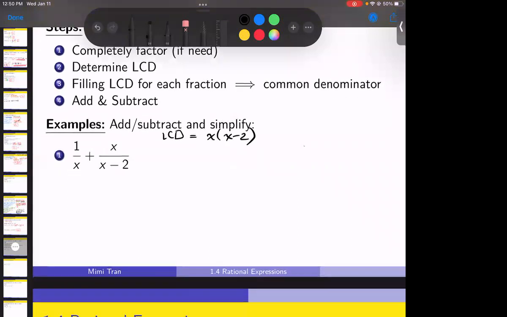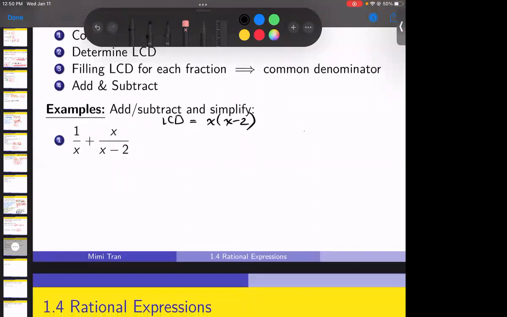Next step, whatever you're missing, you're gonna multiply by that. So the first fraction, what am I missing? Yeah, x minus 2, right? So what you want to do is you multiply both top and bottom by x minus 2. Remember, this is an expression. Means you multiply by what? By 1, right? You did not change your expression. The second one, you multiply by x over x, right? So basically you multiply by 1.